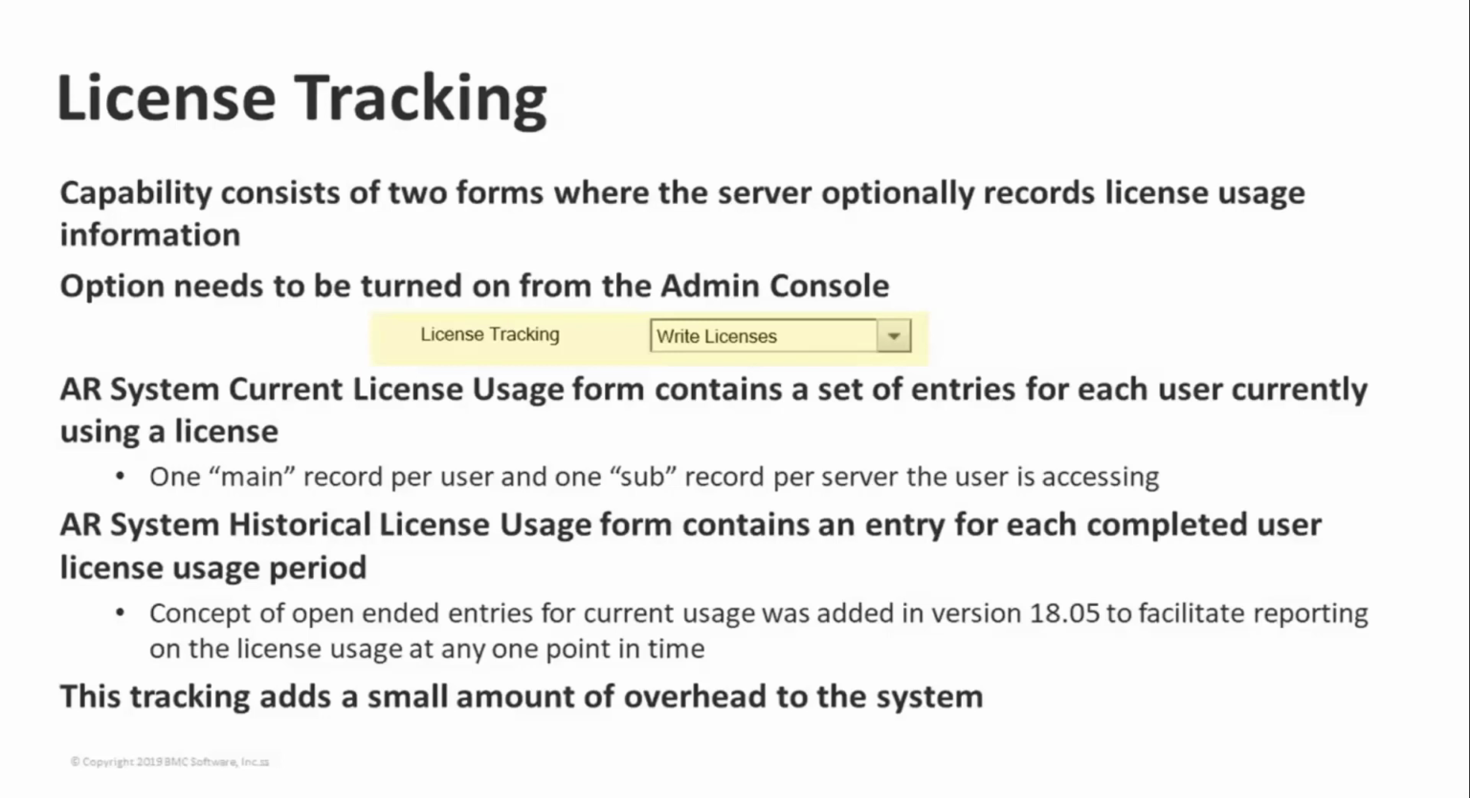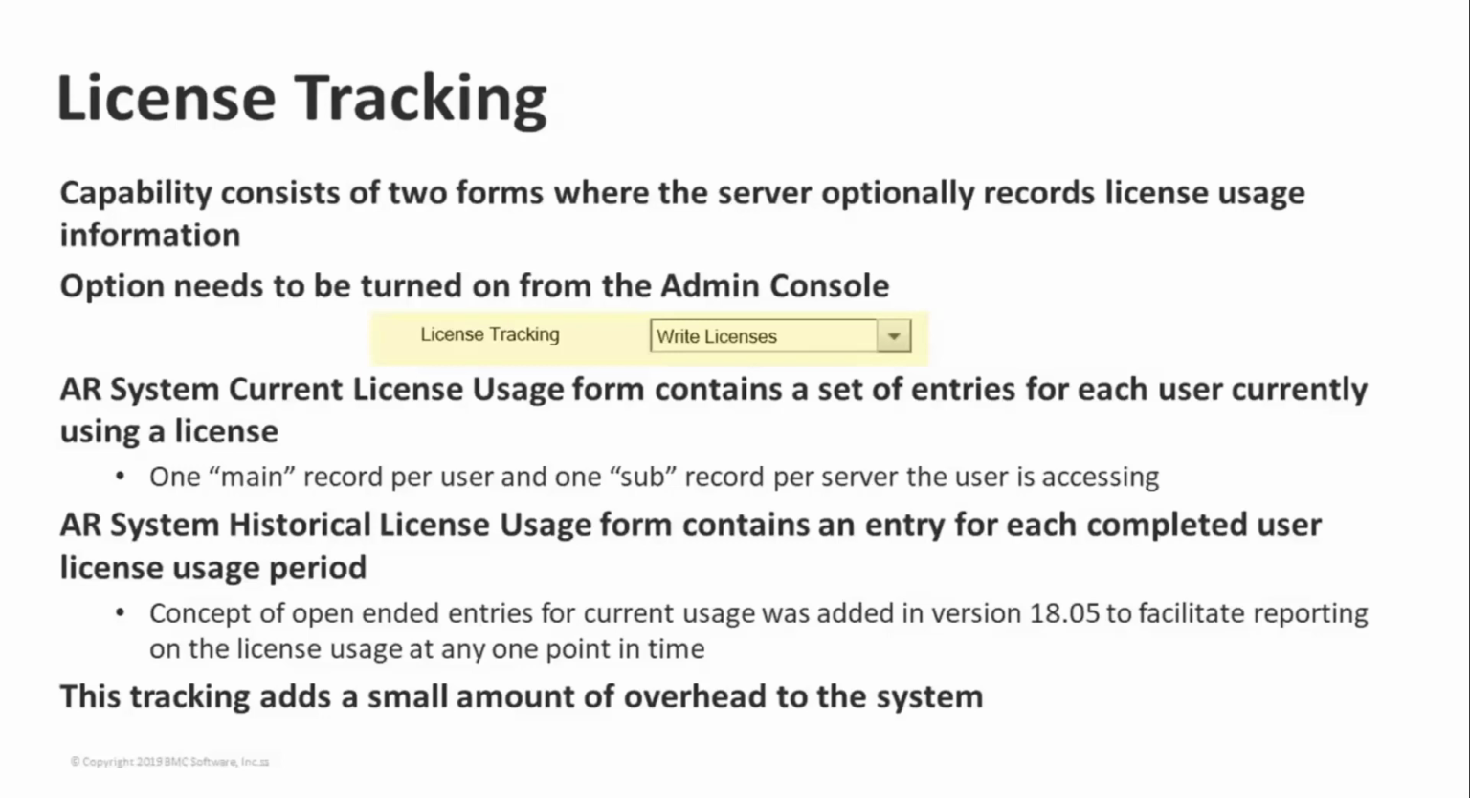The historical license usage form contains an entry for each completed license usage period. So once someone logs off and gets their license released, then an entry is put in here that details when they started using the license, when they finished using it, and how many seconds they were on the system using the license. And as of version 1805, a new concept was added to this form where open-ended entries are put in for current usage as well.